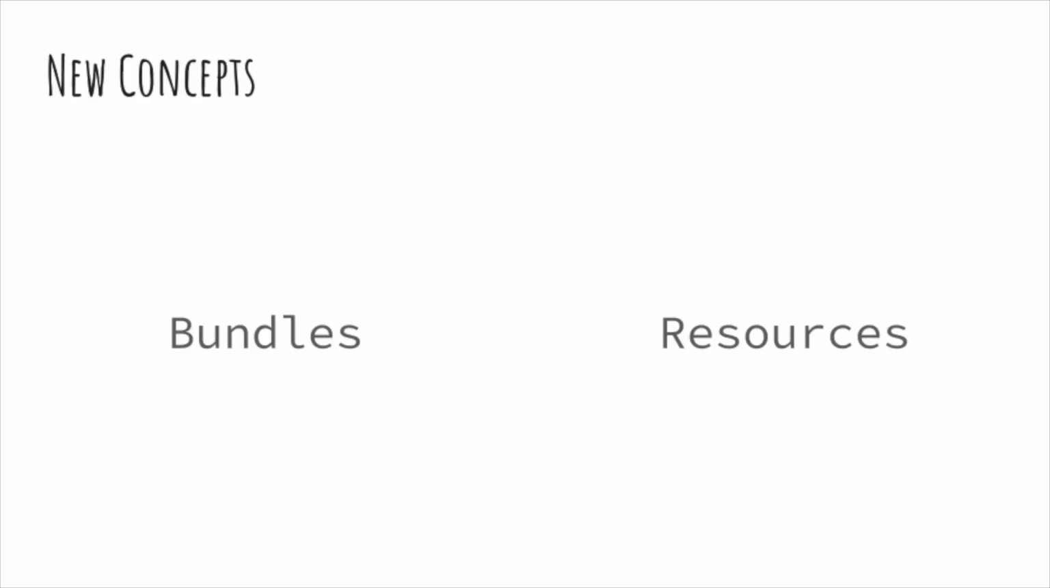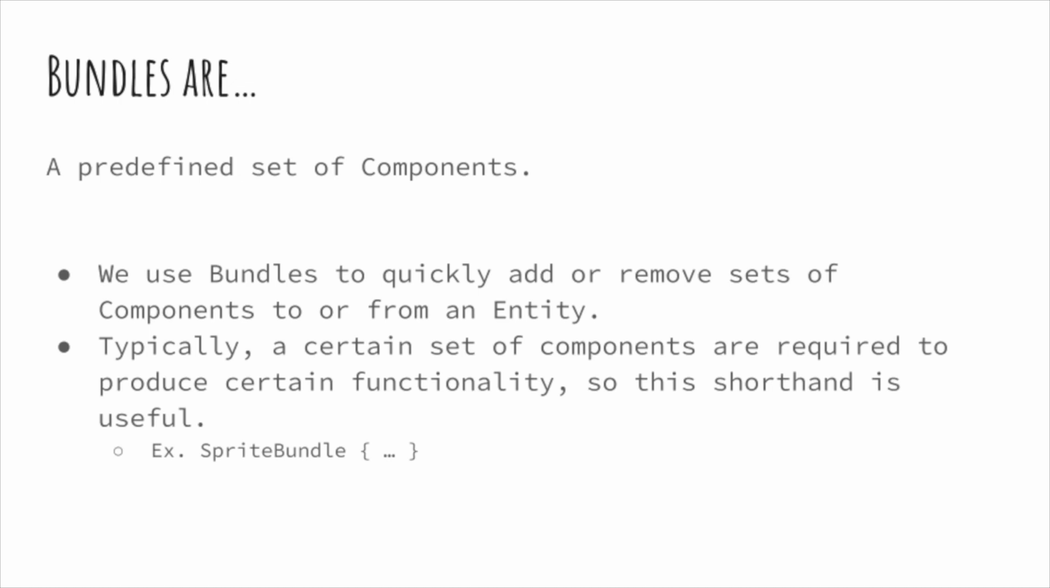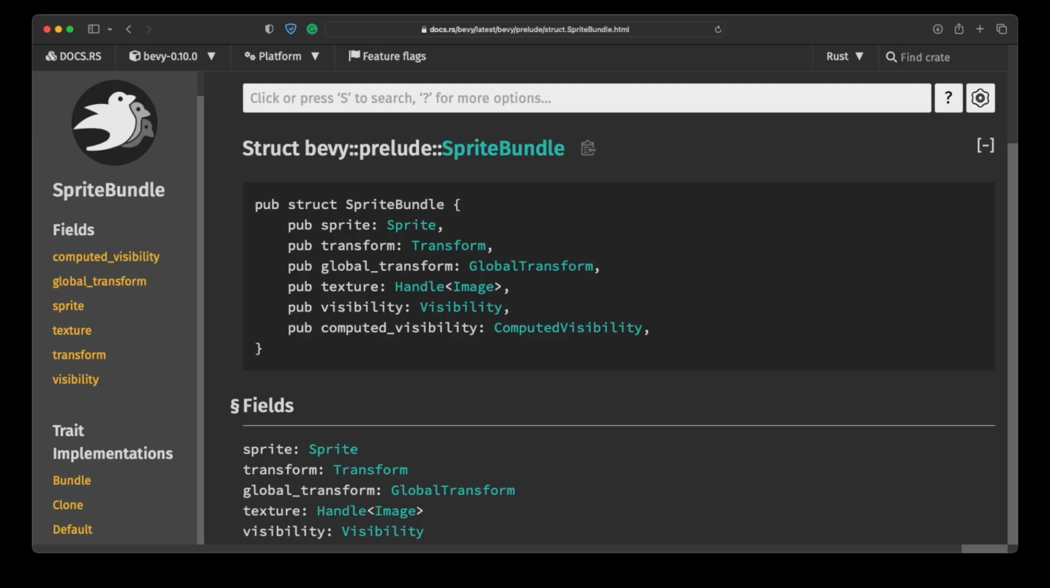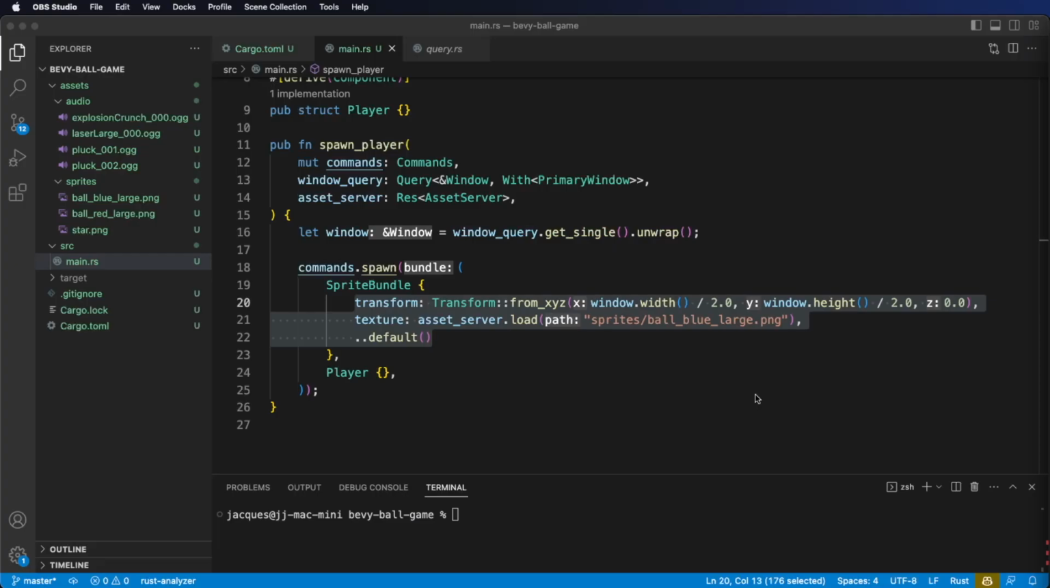Let's take a second to look deeper into these two new concepts here. This introduces two new Bevy concepts we haven't seen before: resources and bundles. First, let's talk about using Bevy bundles. Simply put, a bundle is a predefined set of components. If we look at the documentation for Sprite Bundle, we see that it consists of a sprite component, a transform component, a global transform component, a handle, the visibility component, and lastly computed visibility. Notice again, we're only concerned with the transform component and the texture handle component and leave the rest as default.